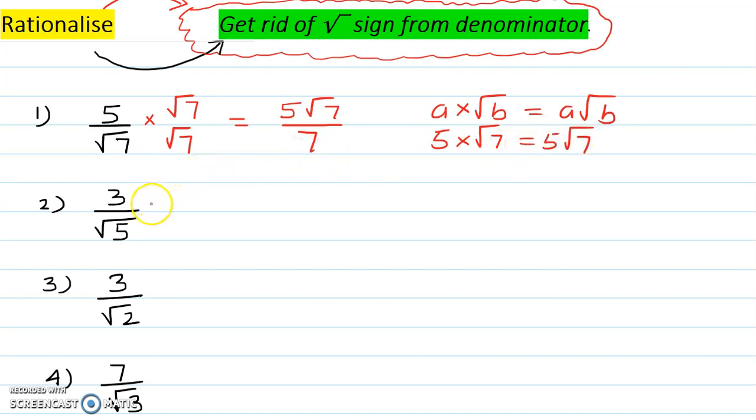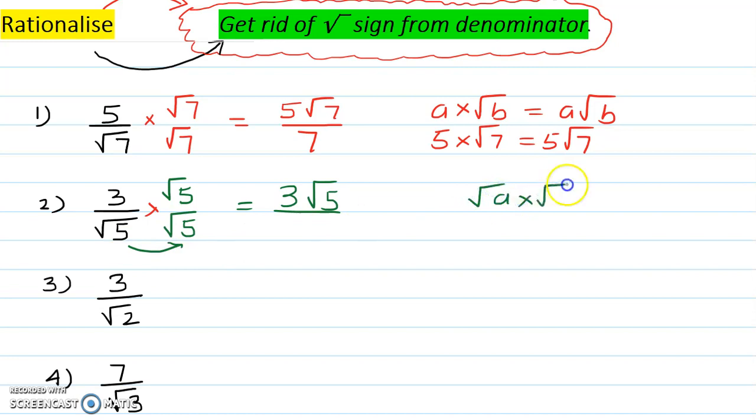Similarly, what we can do here, it is 3 over root 5. So let's multiply by root 5 here in the numerator and denominator. So 3 times root 5 is 3 root 5, and because root a times root a becomes a, root 5 times root 5 becomes 5. So you see there is no square root sign here, no square root sign here.